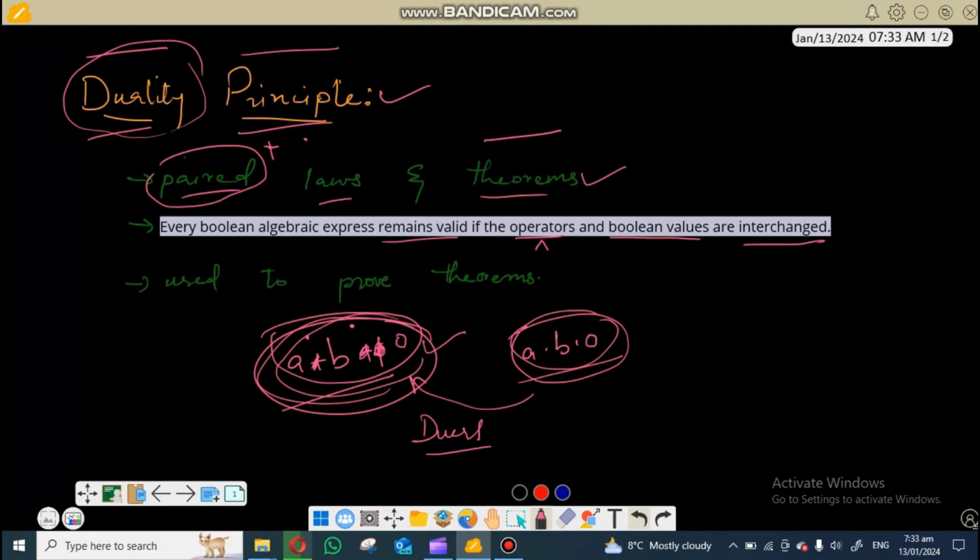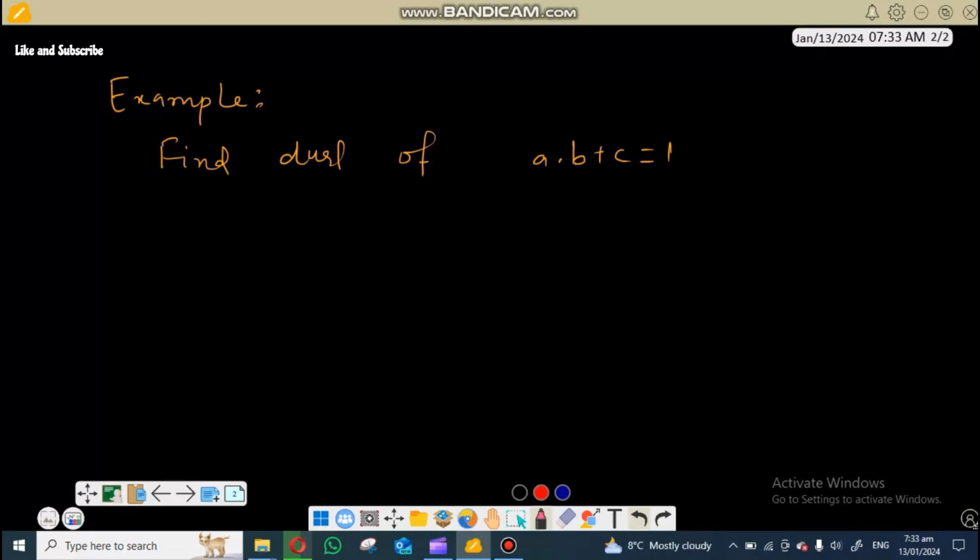Now why are we using it? We are using it to prove theorems. In the succeeding classes you are going to see that we prove theorems using this duality principle. But most of the time in MCQs and from a paper perspective, you might have seen a question where you are given a statement or an expression and you need to find the dual of that expression. So let's say I have an expression here, a dot b plus c equals 1.